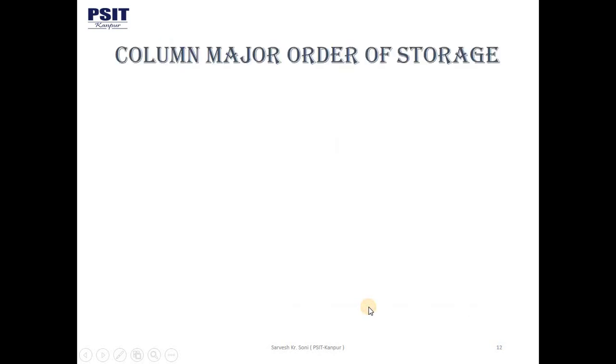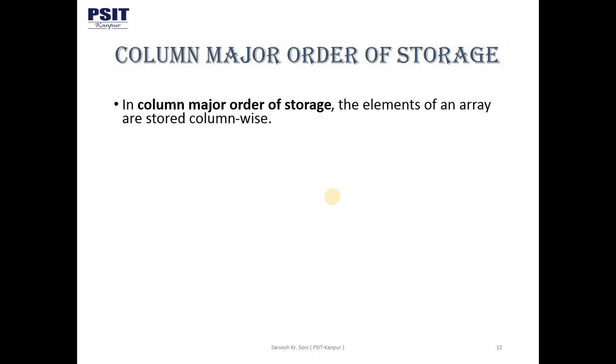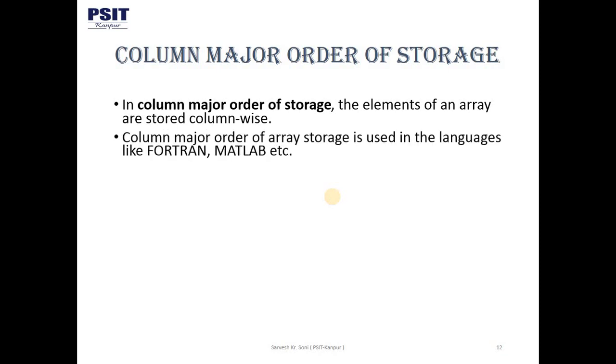And in case of the second type of implementation, that is called column major implementation, the values initialized will be filled column wise, that is first column, then second column, then third column. This type of implementation is basically used in Fortran and MATLAB languages, but the C language supports row major implementation by default.